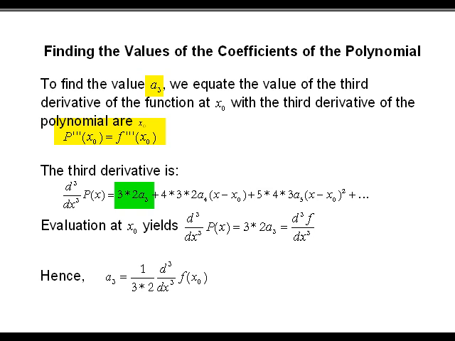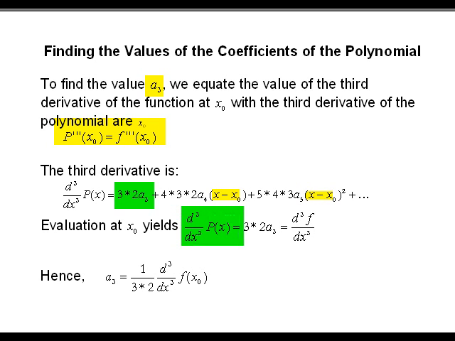And now we have all those others that are still sort of hanging around, and all of them will end up with terms x minus x naught in them. If I evaluate this third derivative at x equals x naught, everything in yellow will go to 0, and all that's left is 3 times 2 times a3. So here's that result right here.